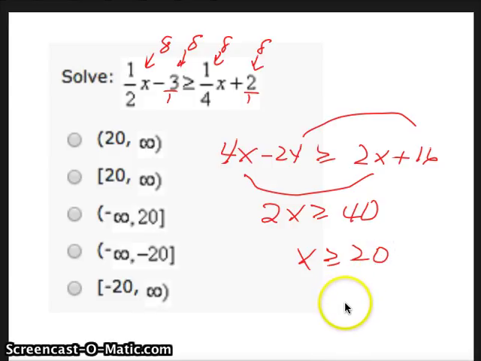Okay, which one looks like that? It's either A or B. It's B because we have a bracket, which means the value is included. Okay, so those were 2 problems I wanted to share with you on test 2.